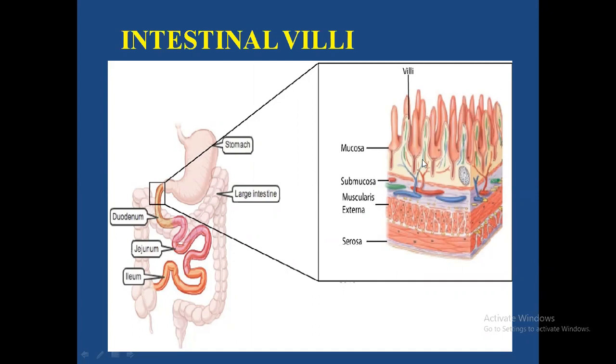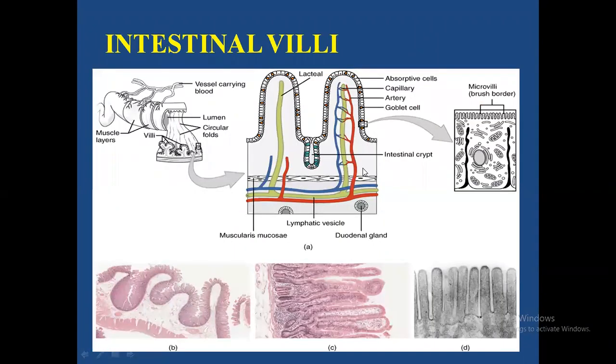Villi are folding structures in the small intestine. These villi are mainly involved in increasing the surface area for absorption. Why are the foldings there in the small intestine? Due to the presence of these foldings, the surface area will increase. So these are the pictures of intestinal villi, the foldings of the small intestine. These foldings will appear like this.